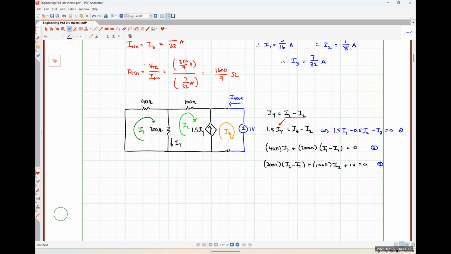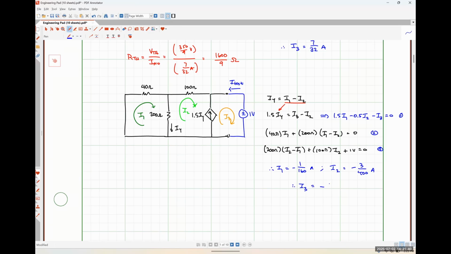So solving, I got I1 is negative 1 over 160 amps. I2 is negative 3 over 400 amps. And lastly, I3, I got to be negative 0.005625 amps. It didn't give me a fraction.